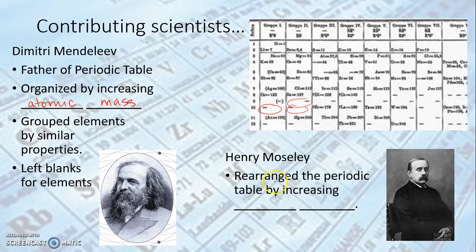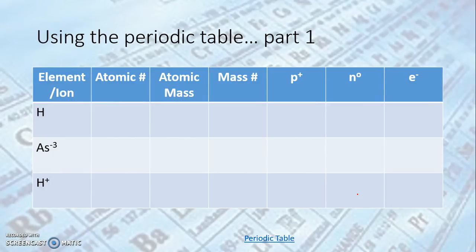So he rearranged the periodic table that Mendeleev arranged, based on work that people had done before him, and he did it by increasing atomic number. Okay, and if you remember, atomic number is the number of protons. So that's why it goes from 1 to 118 now, all in order. It's really cool.